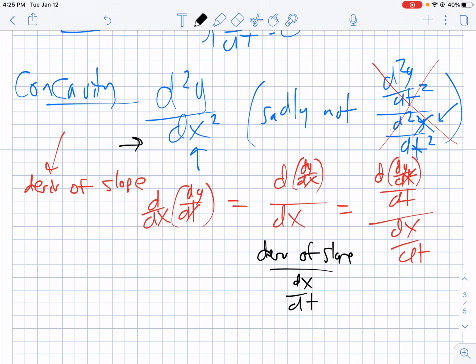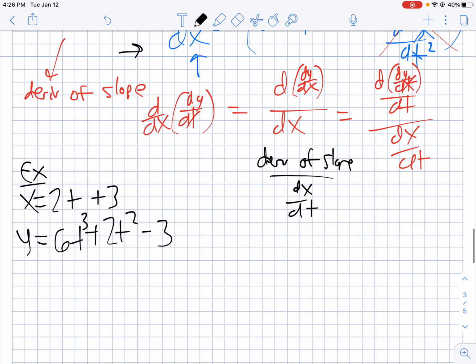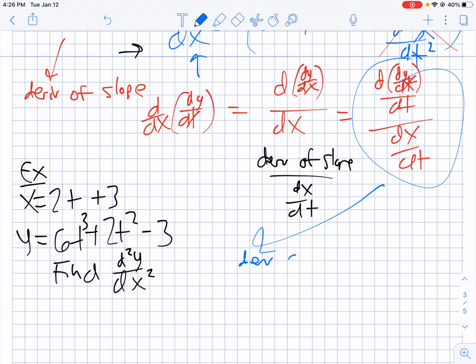And again, we're kind of clued in by the notation. So just for an example, if I tell you x equals 2t plus 3 and y is equal to 6t cubed plus 2t squared minus 3, and I'm going to ask you to find the d squared y dx squared, this concavity. And again, these are a little hairy, but the thought process is to use this equation. We just take the derivative of the slope, dy dx, and divide by the dx dt.